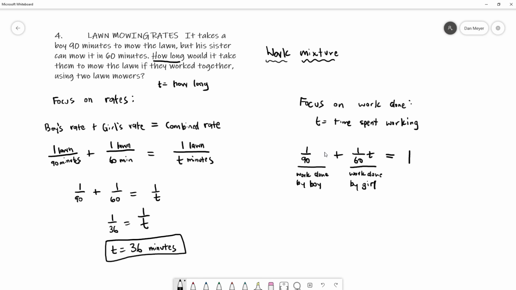Okay? But at the end of the day, with these work problems, you can set them up either way you want. If you prefer focusing on the rates combining to be one rate, or here again, I think of combining the amount of work they each got done into, all right, it should combine to getting one task done, in this case, one lawn mowed. However you find it easiest to work with. Anyways, this turns into 1 over 36. t is equal to 1. So again, we get t is equal to 36 minutes.